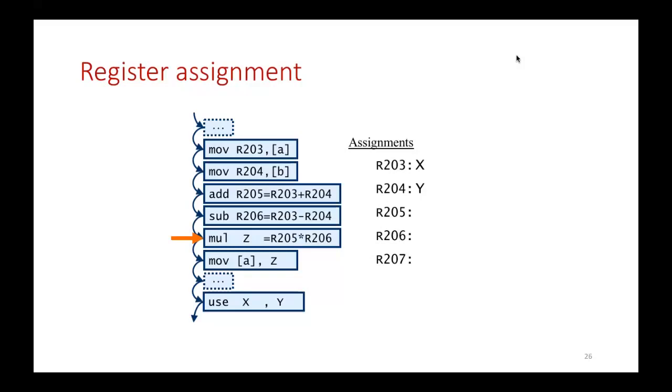Then the register assignment proceeds on to R205 and R206. Neither of those has a register assigned to it yet. So let's start with 206. Z is available now, so let's use register Z.